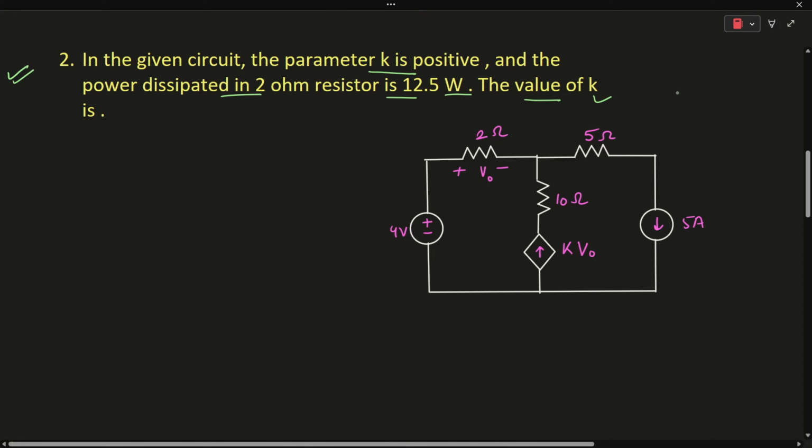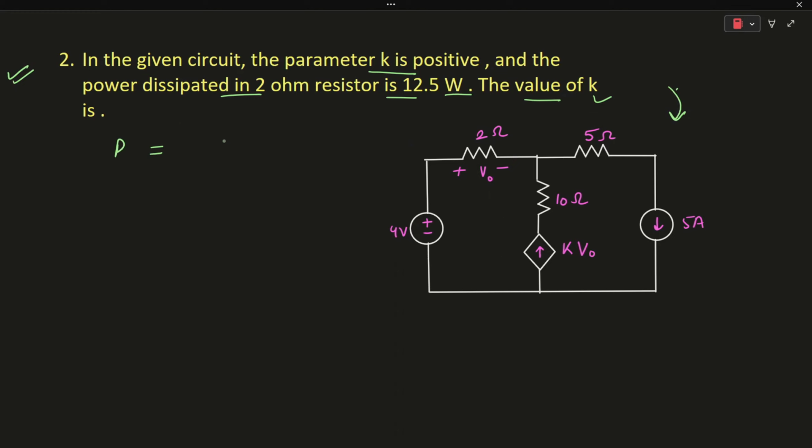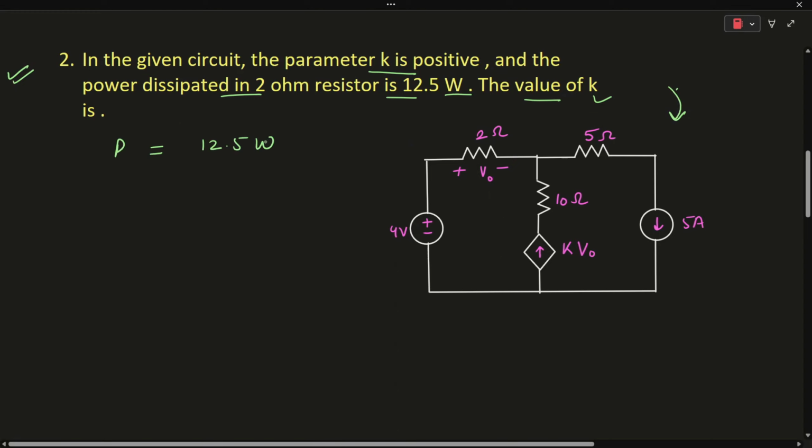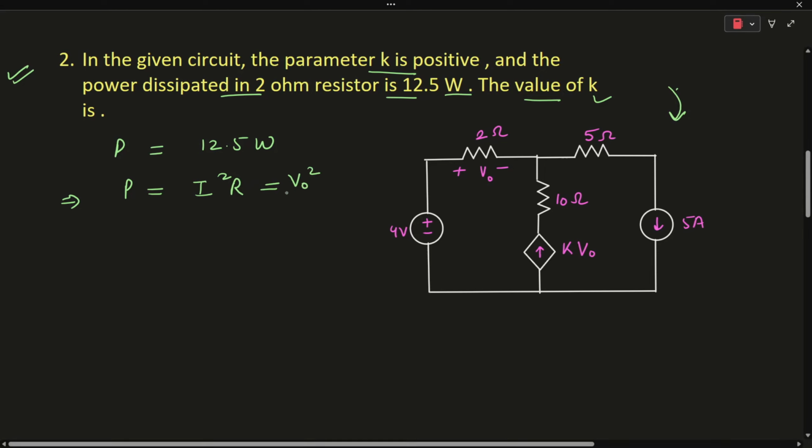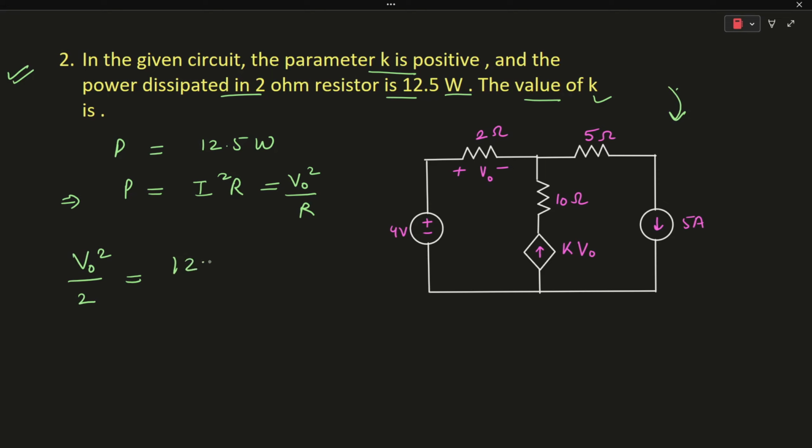In this network, the power across the 2 ohm resistor is given to be equal to 12.5 watts. We know that P is equal to I square R, or V0 square upon R, because the voltage across the 2 ohm resistor is V0. So V0 square upon 2 is equal to 12.5, and we get the value of V0 to be equal to 5 volts.